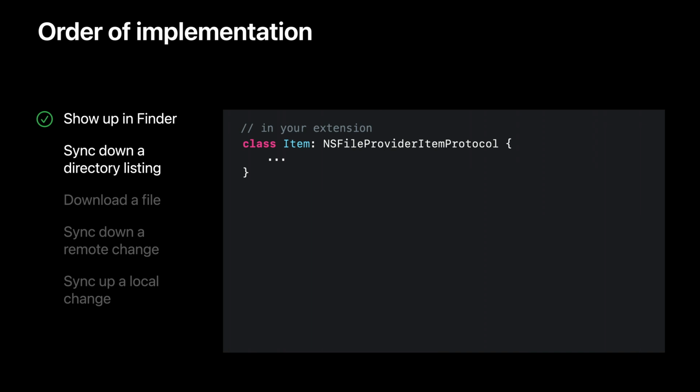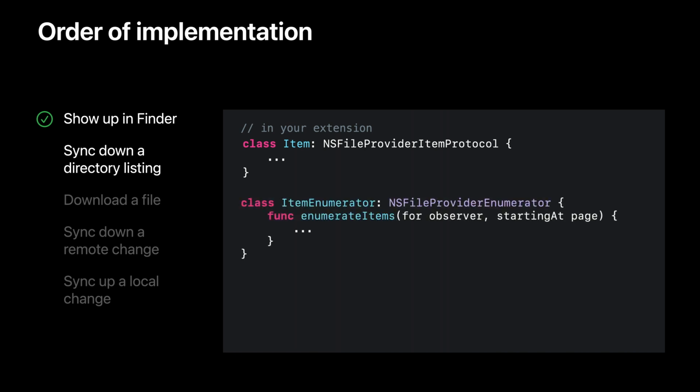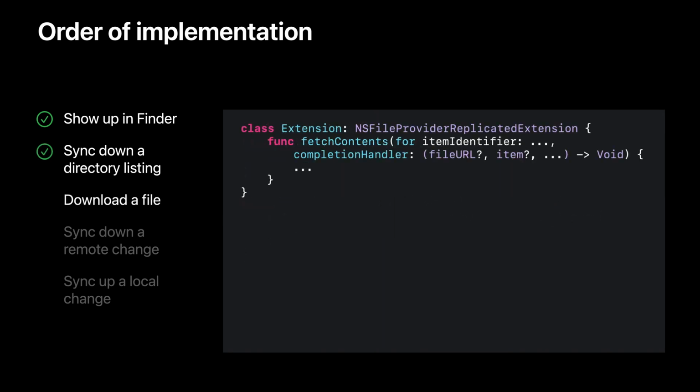Our first step here is to implement an item class. Its instances represent the individual entries that we are going to enumerate. Then we implement an enumerator that calls the system with our items when the system requests it. At this point, we can look at directories by navigating to our sidebar entry. Of course, all the files in those directories will be dataless. Let's change that by implementing content fetch.